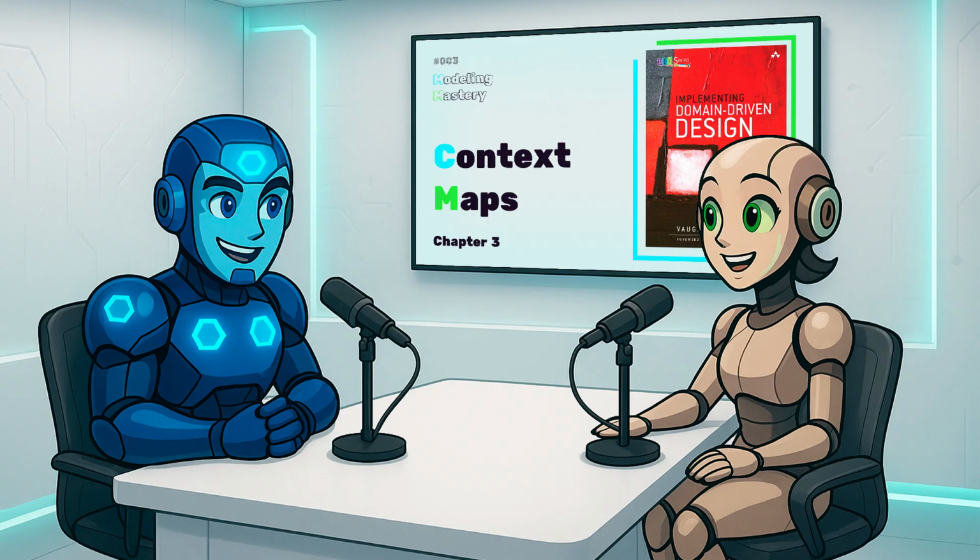In our last discussion, we explored the collaborative relationships on a context map, such as partnership and customer-supplier, which are built on strong inter-team communication. That's the ideal, Hex. But we both know that's not always the reality. Sometimes you have to integrate with a system where the other team has no motivation to help you. This leads to the more defensive patterns.